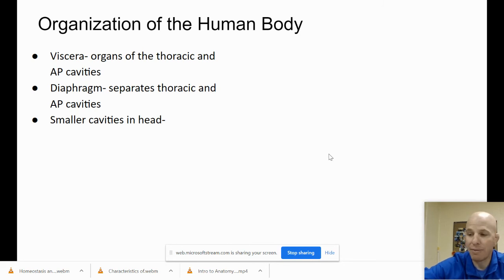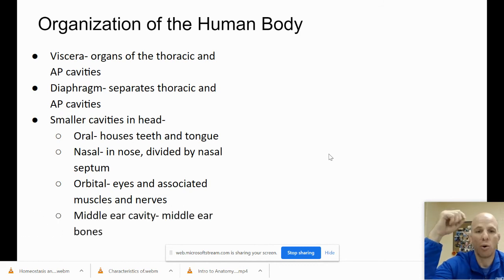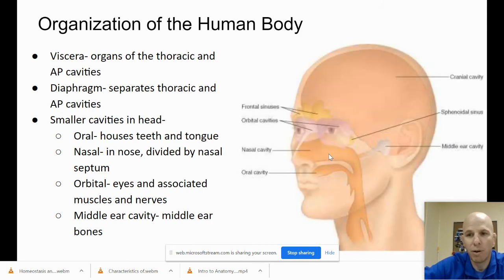But then we have some other cavities in our head. Okay, so I already told you about the cranial cavity, but then I have these guys here. Your nasal cavity is your nose. Your oral cavity is in your mouth, that contains your teeth and tongue. Your orbital cavities are going to contain your eyes and the nerves associated in there. And then your middle ear cavity is going to contain these tiny itty bitty bones and receptors that allow you to hear. So here's a little picture of what we're looking at there.